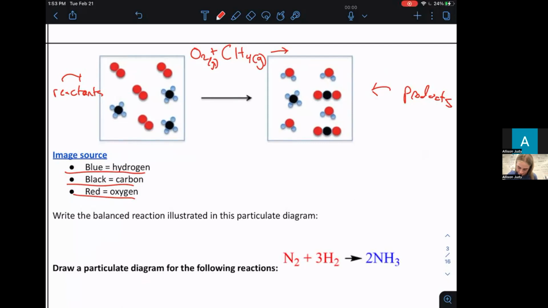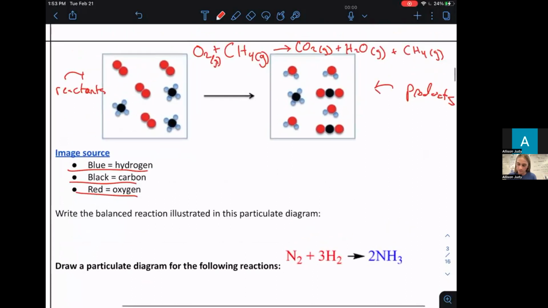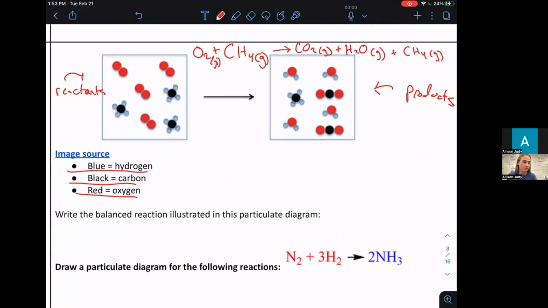Producing CO2 gas. And H2O, in this case, also seems to be a gas. It seems to be floating around. And there's a leftover methane as well. Yeah, almost forgot that part. This is a classic example of a combustion reaction. Joy is going to be talking about all the different types of reactions tomorrow. This is one of them.